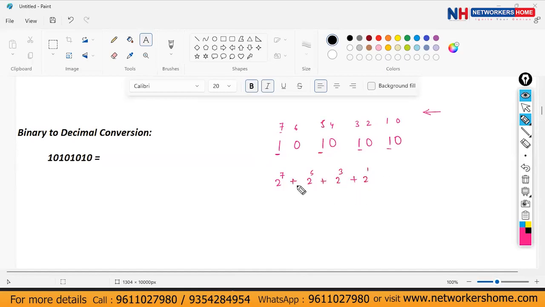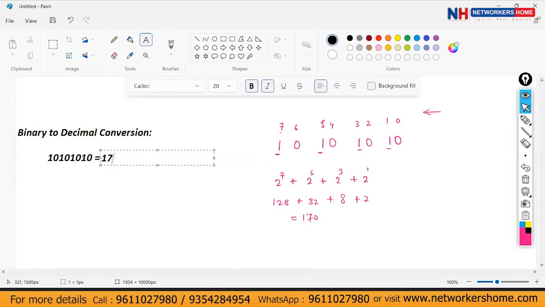If you calculate these values, 2 raised to power 1 is 2. 2 raised to power 3 is 8. 2 raised to power 5 is 32. And 2 raised to power 7 is 128. If you add these numbers, it is going to be 170. Clear? So in decimal, this number is 170. Okay, let's take one more example.